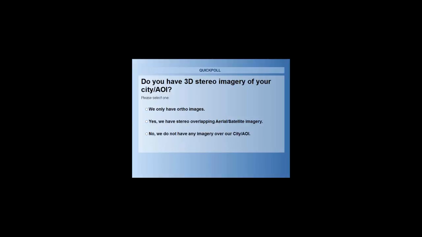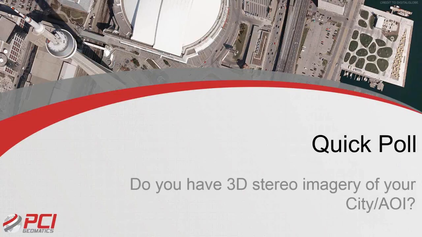Perfect. Thanks, everybody. And just share the results real quick. About a third, more or less. About a third of you have only ortho-rectified images. Little more than a third have the proper stereo overlapping aerial or satellite imagery, and actually a third don't have any imagery at all. So if perhaps you're looking to build these models, you can contact us. We have tutorials on our website on ways that you can find data and set you up with data providers to get what you need there.